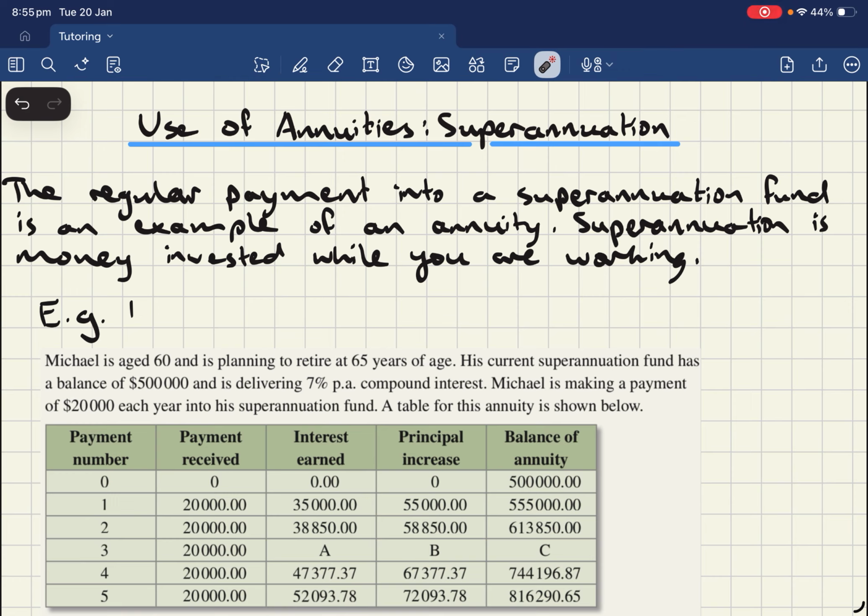So in this video, we are looking at another application of annuities, and this is for something in Australia that we have called superannuation. Now, the regular payment into a superannuation fund is an example of an annuity. Superannuation is basically money invested while you are working. When you are working, your employer has to take money from a certain percentage of your pay, around 9.5% of your income in Australia, to a super account. And as this account accrues money, it gains interest, so that when you retire, you can have access to this money in your retirement.